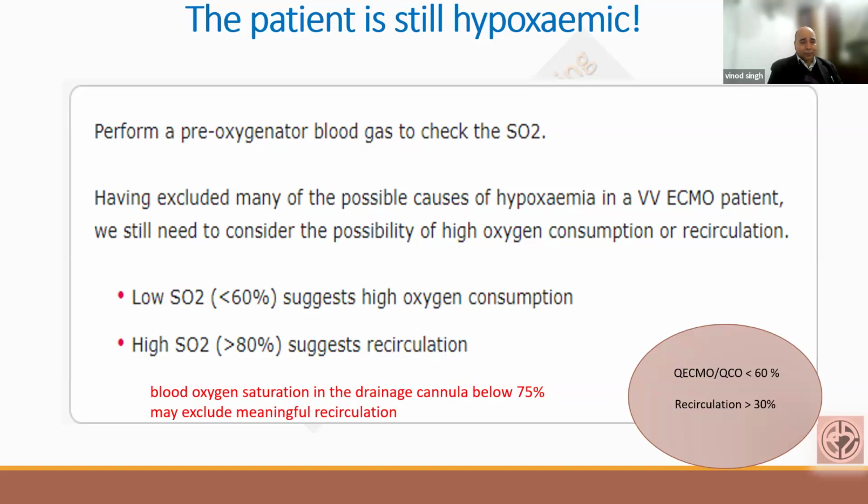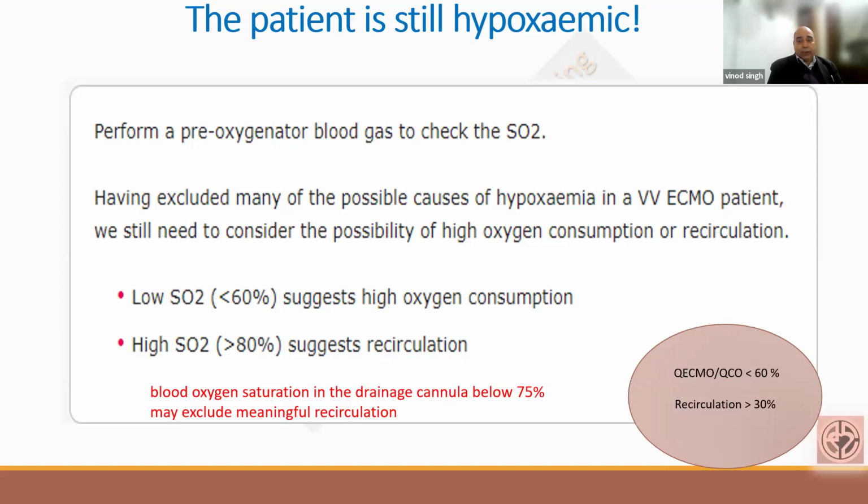Okay. A blood oxygen saturation in the drainage cannula below 75% may exclude a meaningful recirculation. So it should always be less than 80%, ideally less than 75%. If it is more than 75%, that means there is a mixture. And you can even see by looking at the color of the circuit that the drainage cannula is as red as the supply cannula. That means you have a problem with recirculation.